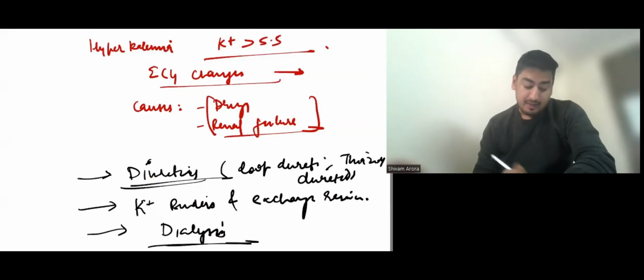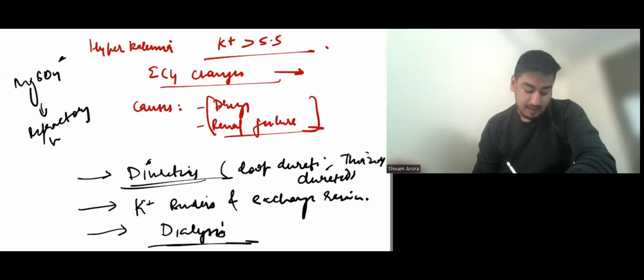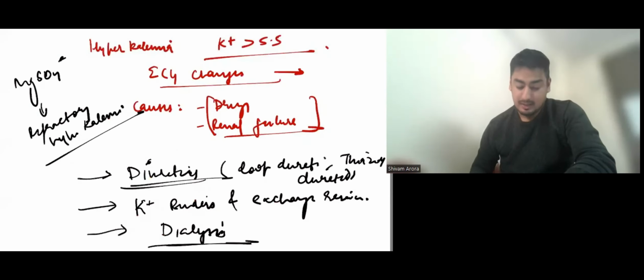Now magnesium sulfate is generally given in refractory hypokalemia. So the answer is magnesium sulfate.